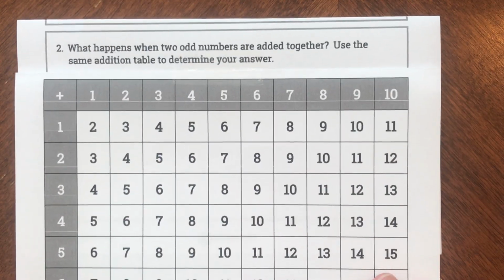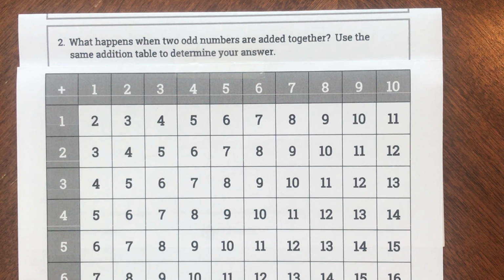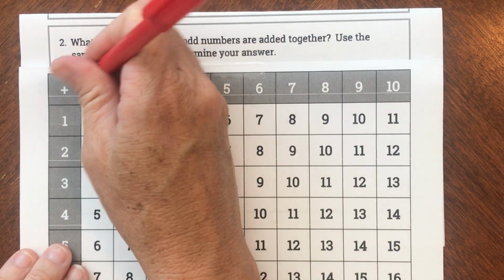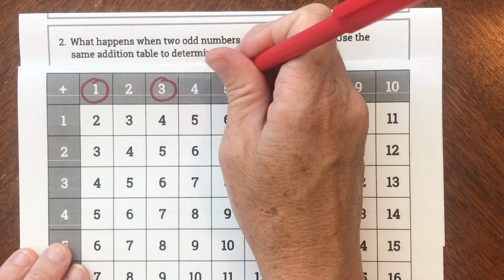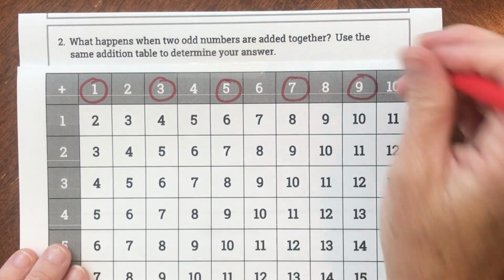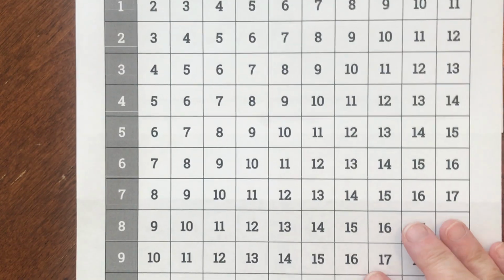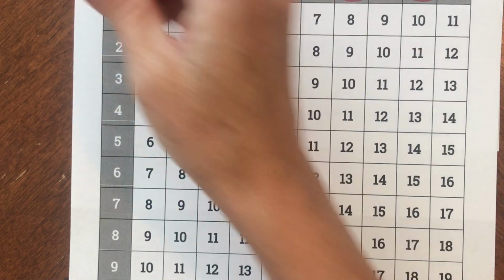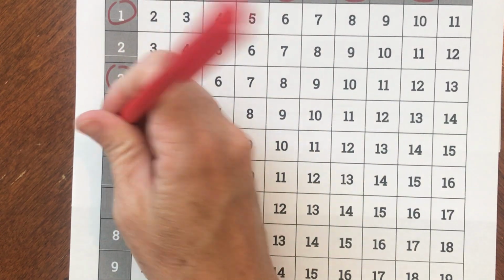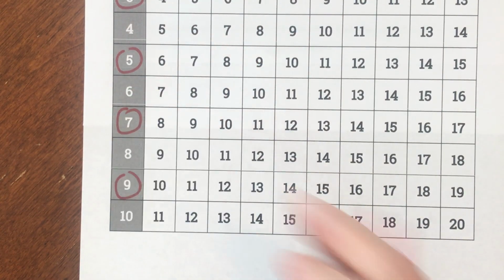Okay, this one says, what happens when two odd numbers are added together? Okay, so what are my odd numbers? 1, 3, 5, 7, and 9. And on this side, it would be the same. So 1, 3, 5, 7, and 9.